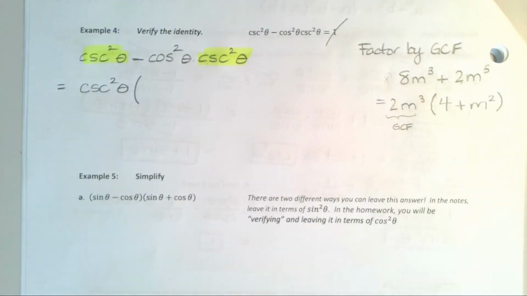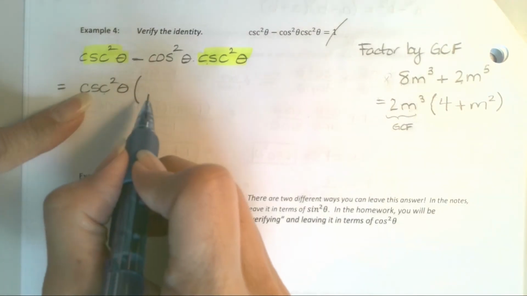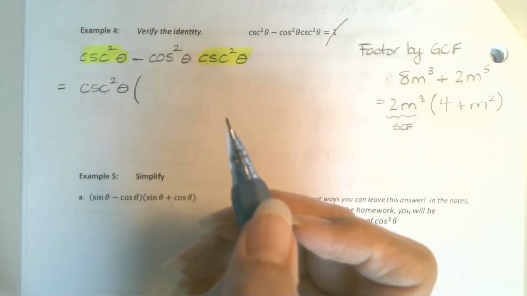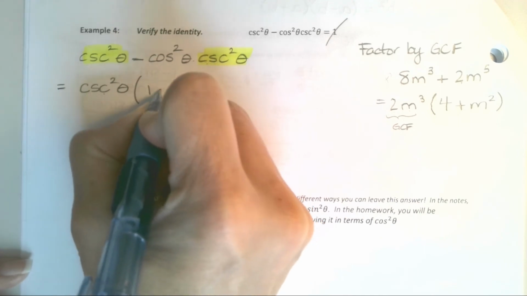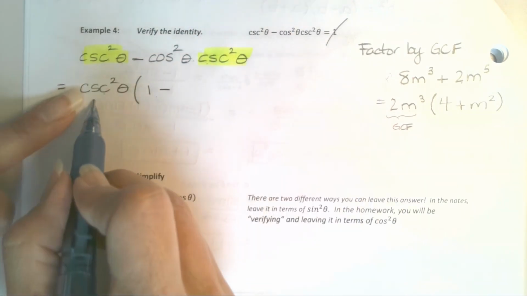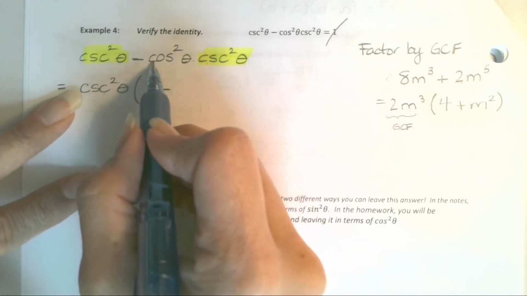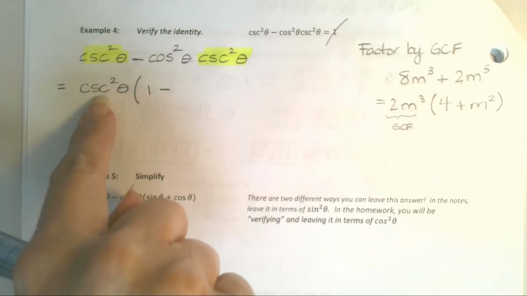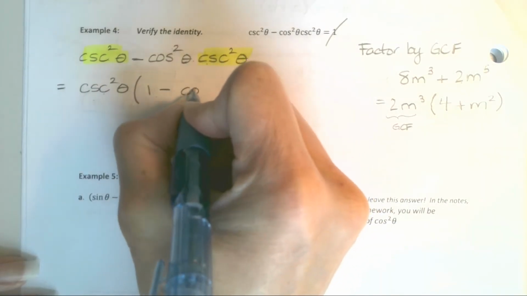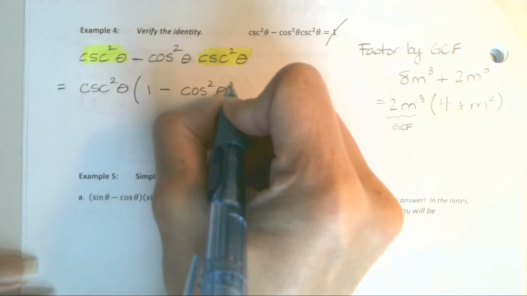Open parentheses. Okay? Cosecant squared times what will give me a cosecant squared? 1. A 1. Then I put a minus. Cosecant squared times what will give me cosine squared theta cosecant squared? There you go. And you're done.